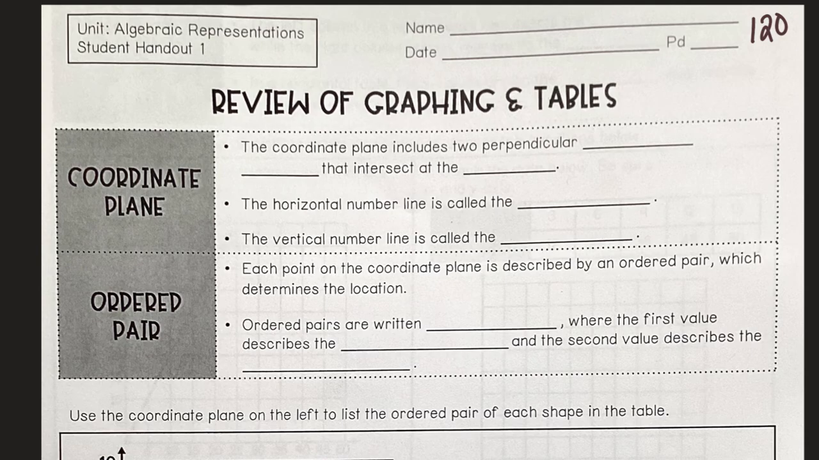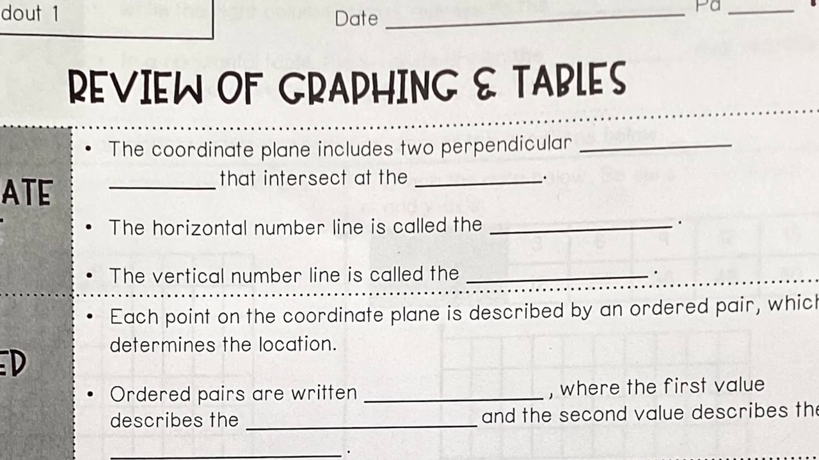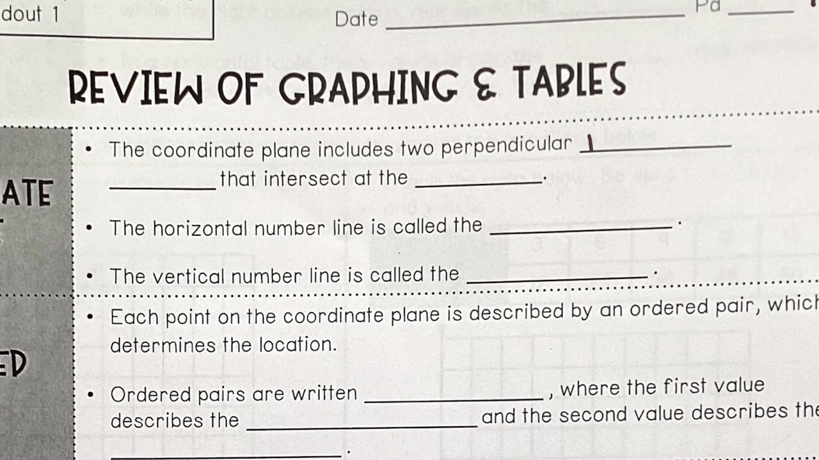So in the very first box, it says coordinate plane. And the first bullet says the coordinate plane includes two perpendicular number lines. That's what I want you to write in these first two boxes here. So number right here and lines right here. The coordinate plane includes two perpendicular number lines that intersect at the origin. That is our starting point for our coordinate plane.